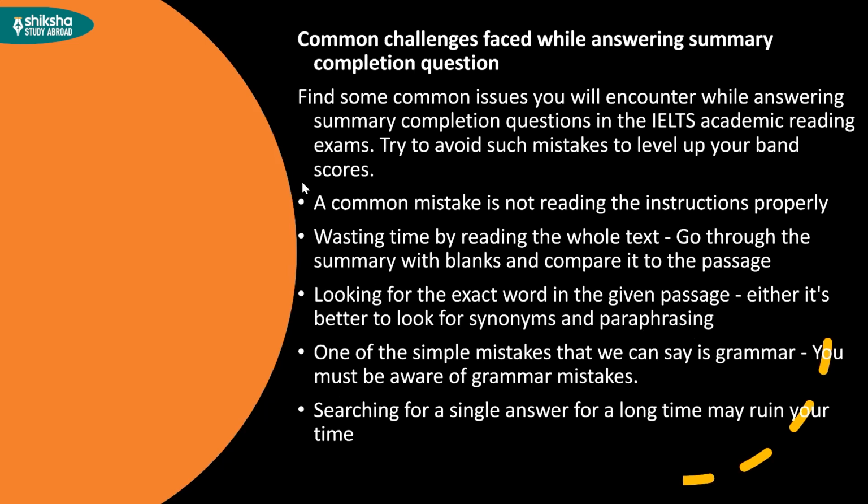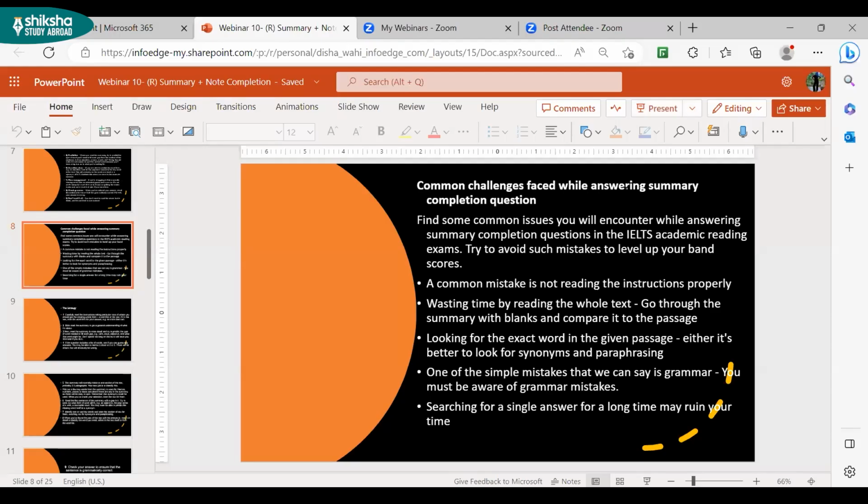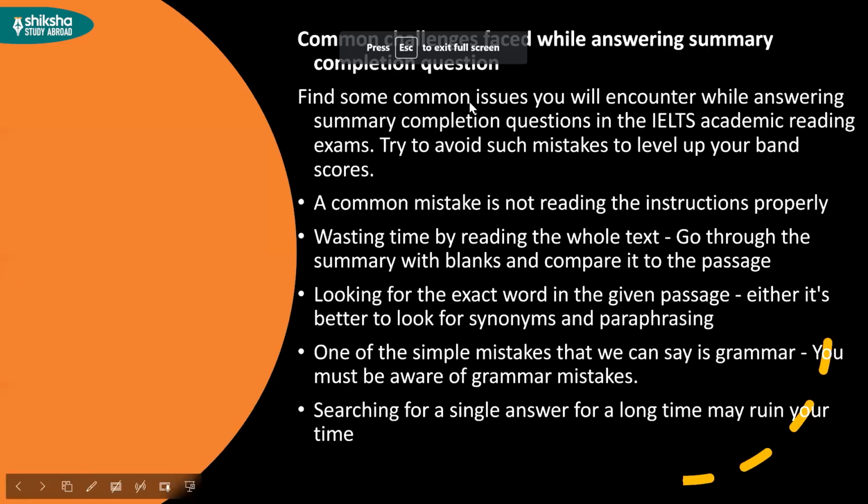Now, here are some common challenges faced while answering summary completion questions. So let's see what they are. Find some common issues you will encounter while answering summary completion questions in the IELTS academic reading exams. So try to avoid such mistakes to level up your band scores. Let's see what the challenges are. First, a common mistake is not reading the instructions properly. Okay, so as I said, instructions are very crucial. Wasting time by reading the whole text.